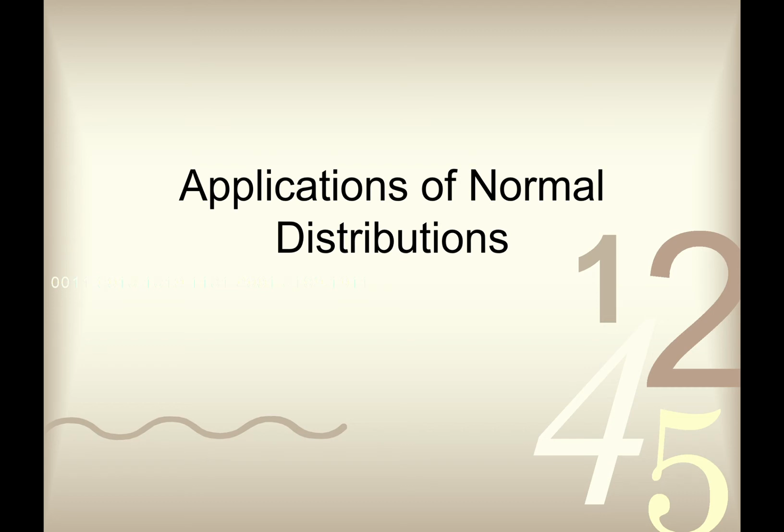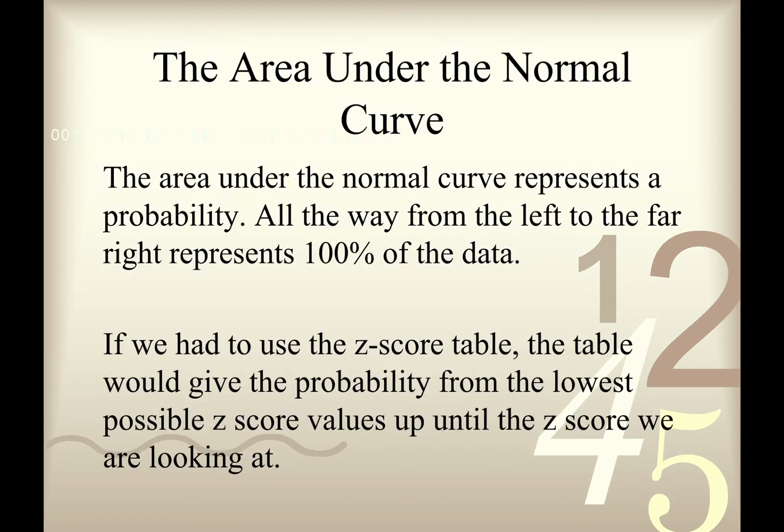So in this video, we're going to talk about some applications of the normal distribution. The area under the curve basically tells you the probability of something happening. So if you take a set of data and the mean value and the standard deviation, you can figure out the probability that a certain data value falls under that curve.